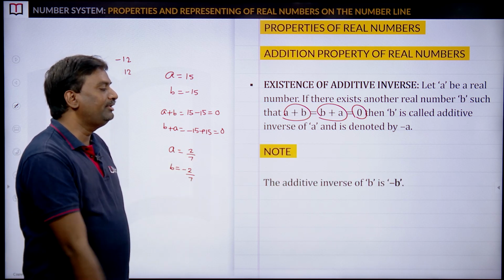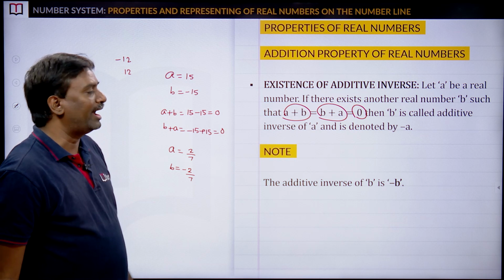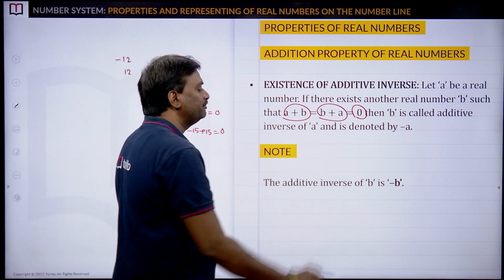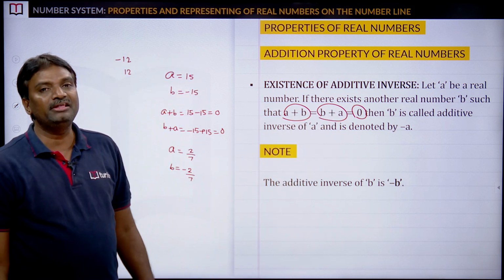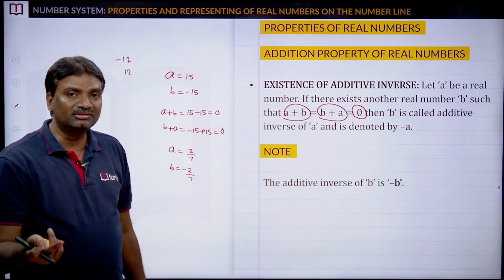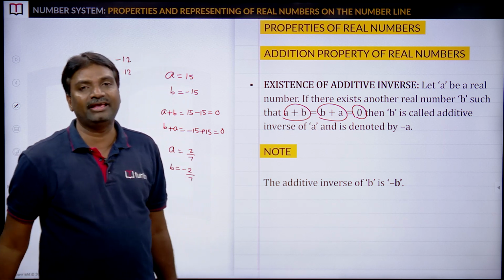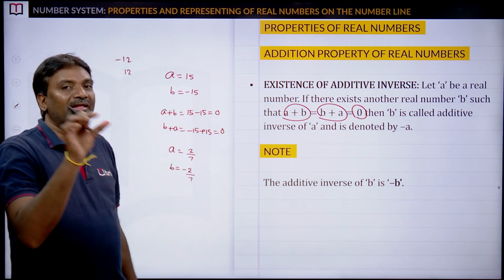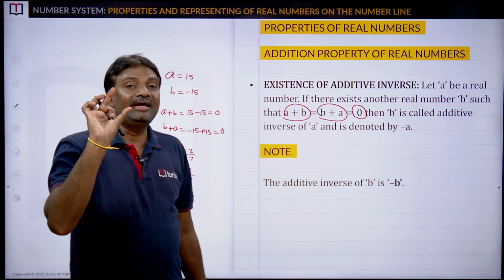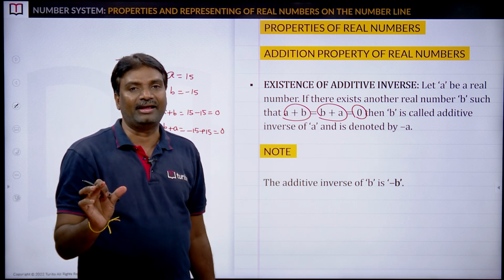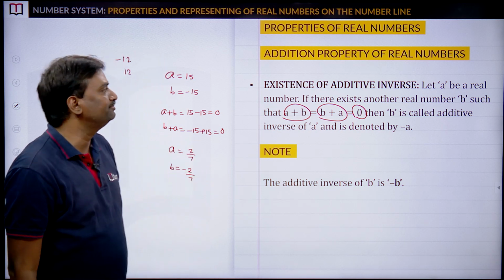Similarly, we can say the additive inverse of B is minus B, the additive inverse of A is minus A, the additive inverse of X is minus X, the additive inverse of K is minus K, like that. As I told you, you can just change the sign only. If plus is there, take minus. If minus is there, take plus.